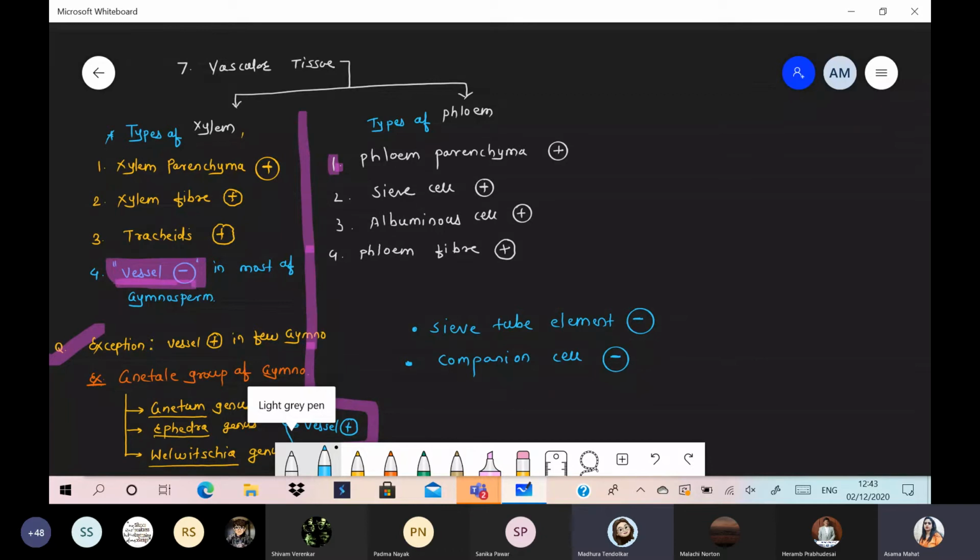Okay. So we are talking about very unique characteristic features: phloem parenchyma, sieve cell, albuminous cell, and the phloem fiber.